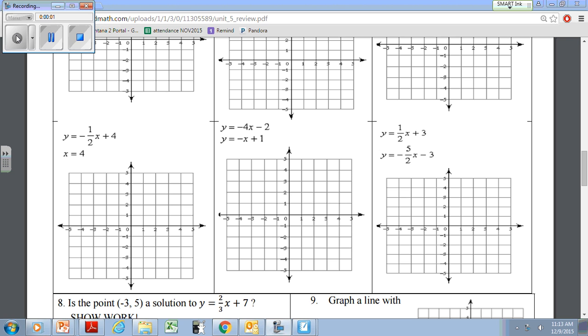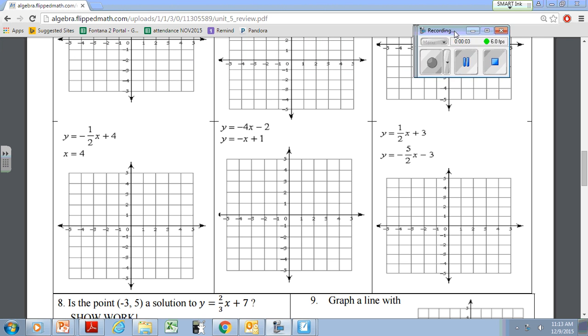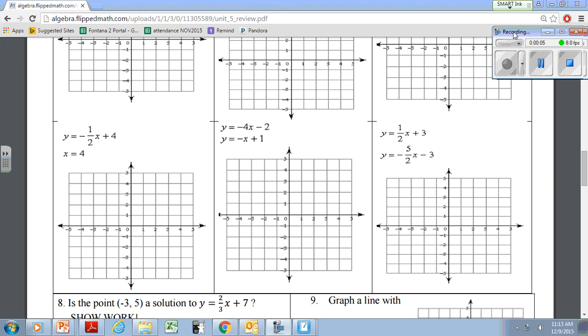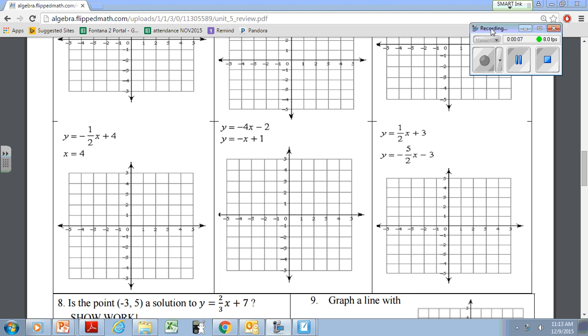Right, I'm recording now. Algebra 2A, solving a system of equations using a calculator.